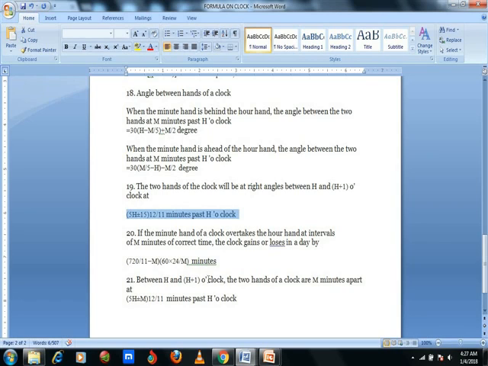Between h and h plus 1 o'clock, the two hands of a clock are m minutes apart at (5h plus or minus m) into 12 by 11 minutes past h o'clock.